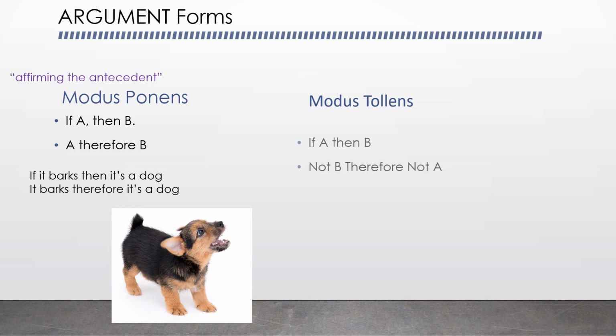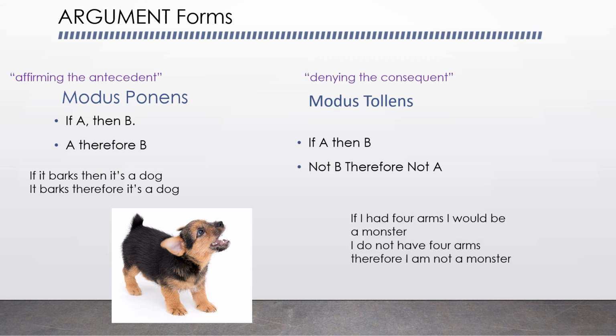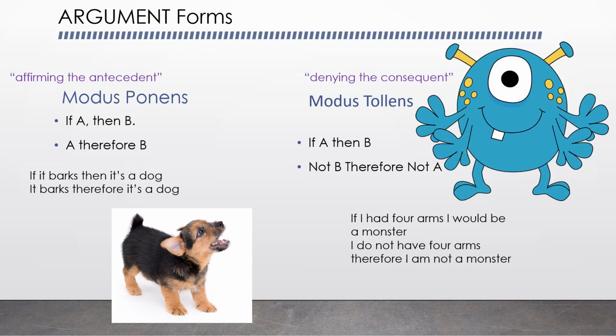But, hey, modus tollens works differently. If A, then B starts off looking the same. Not B, therefore not A. This is what's known as denying the consequent. We're denying the claims built into this, right? An example here, if I had 4 arms, I would be a monster. I do not have 4 arms, therefore I'm not a monster.